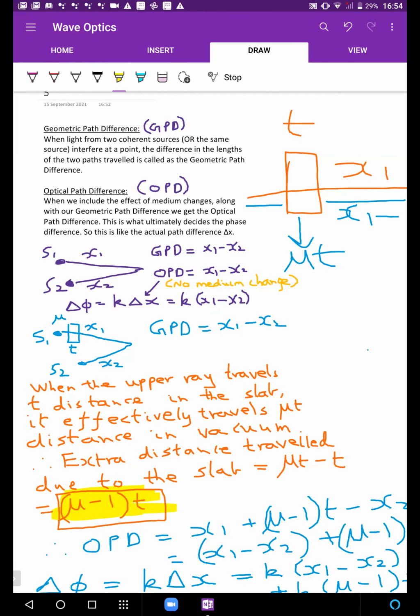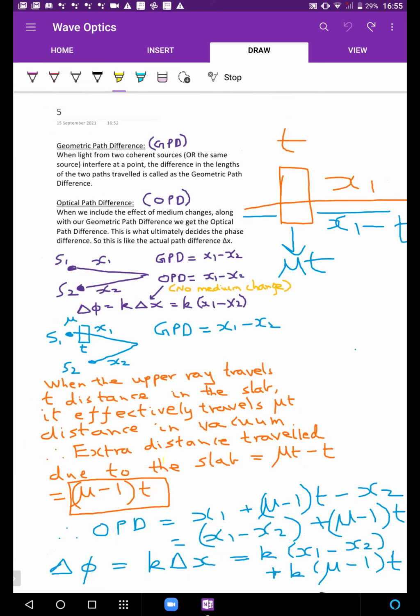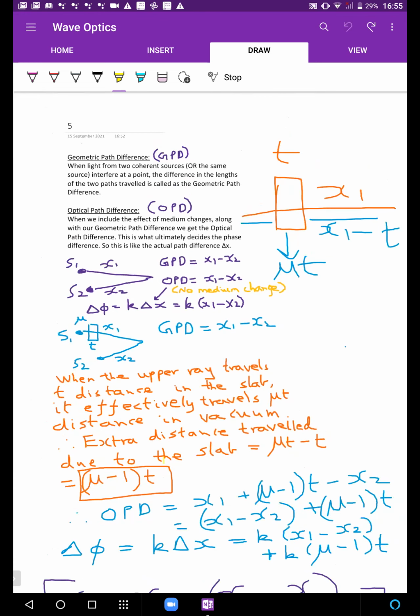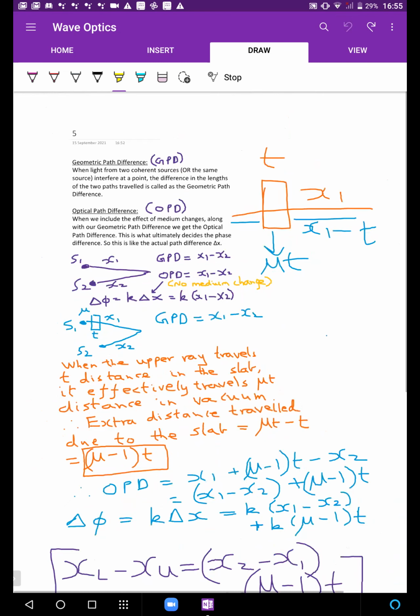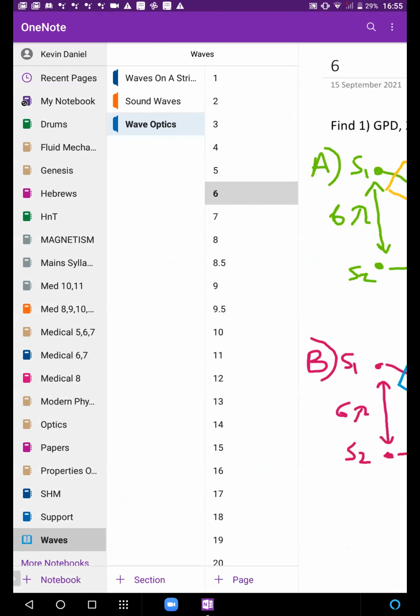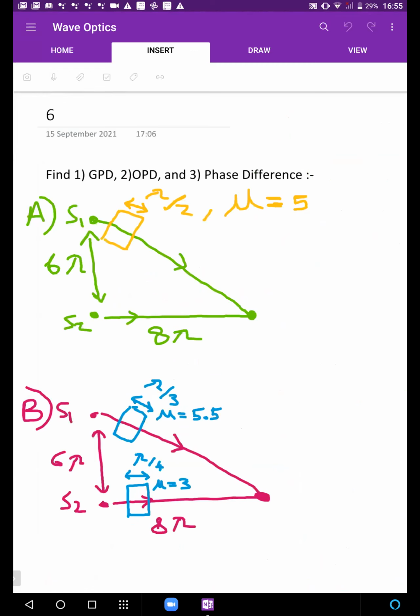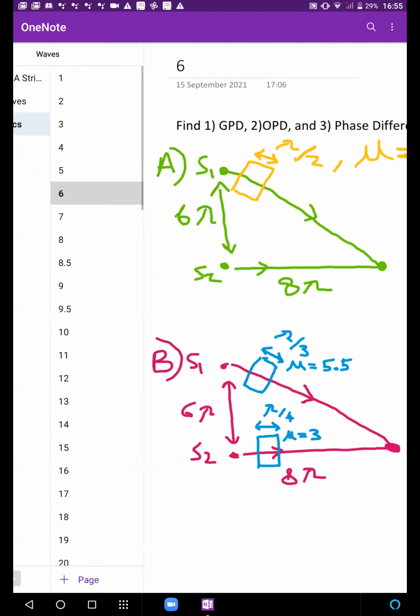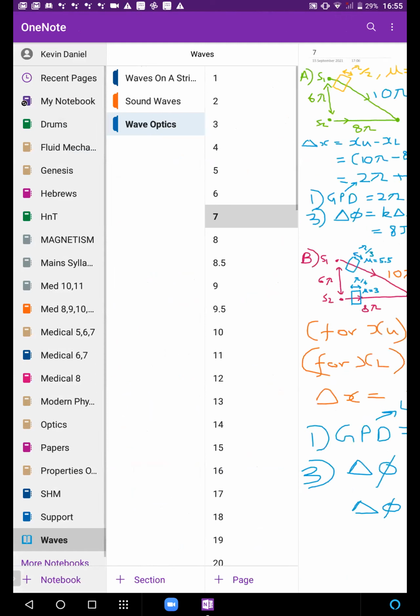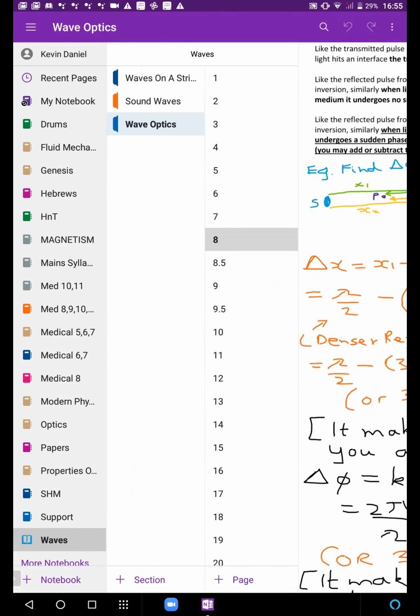इतना upper slab extra travel कर रहा है. Okay, so your net optical path difference, if you're doing upper minus lower, will be x1 plus (mu minus 1)t minus x2. That's your path difference. Now, there are practice questions. You can again try that. Practice whether your understanding of path difference is good. So these in-class questions should help you.